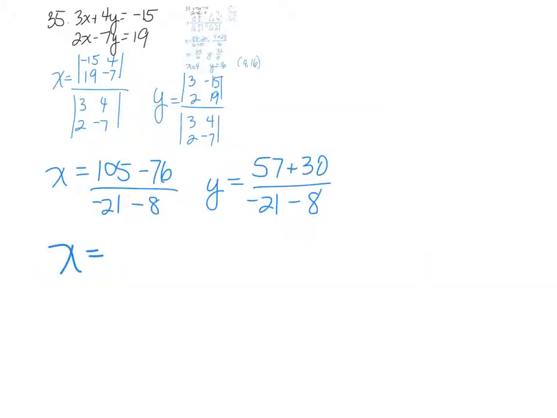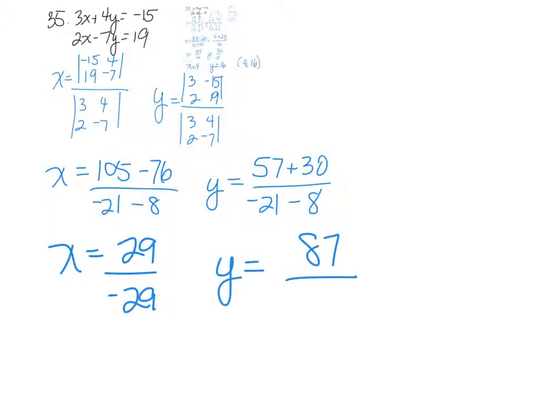X looks real nice. 105 minus 76 is 29. Negative 21 minus 8 is negative 29. Y is 87 over negative 29. So when we divide, we've got negative 1 and negative 3.